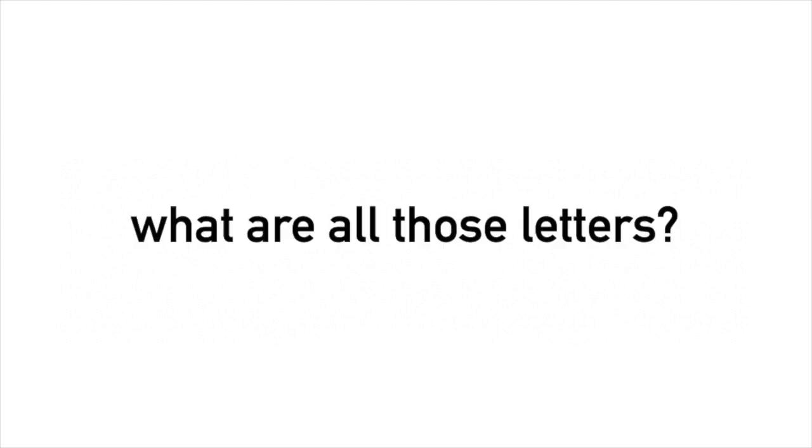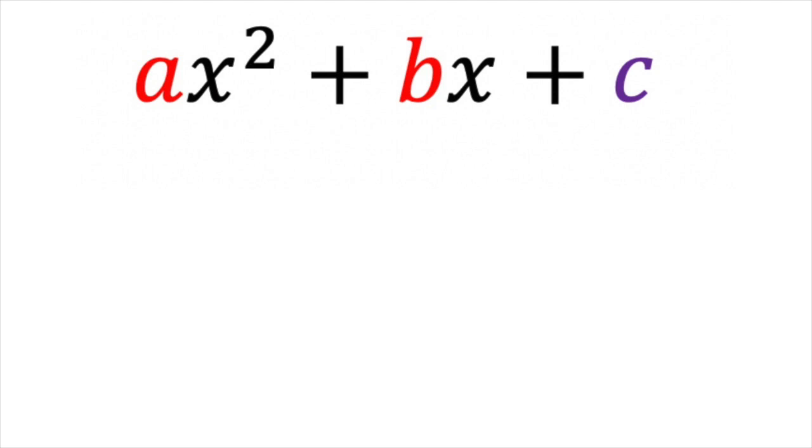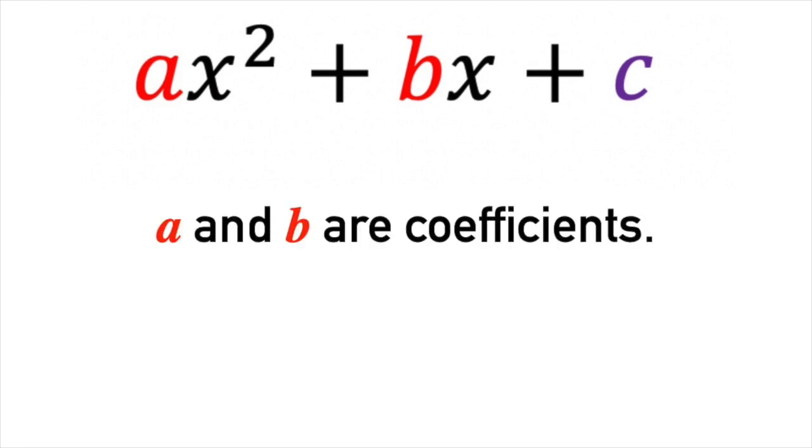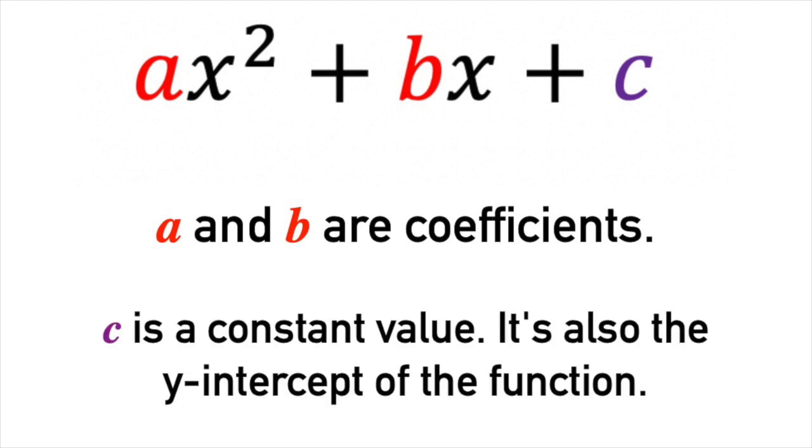So let's talk about what some of those letters represent. I've changed the colors of a few of them, and I'm going to start by talking about the red ones. So a and b are coefficients. You'll remember that a coefficient is a number that multiplies a variable. And then c is a constant value, so just a number. And that's also going to be the y-intercept of the quadratic function.